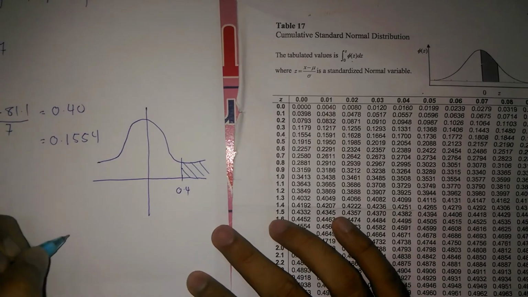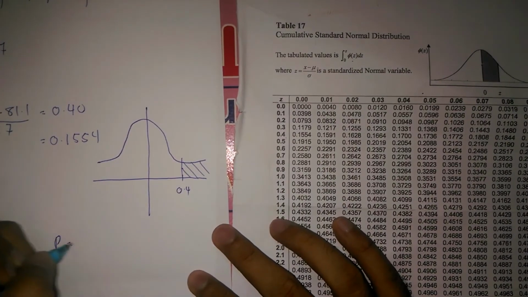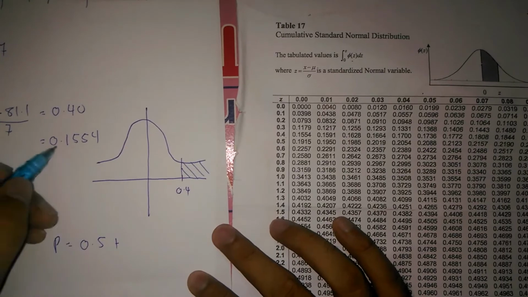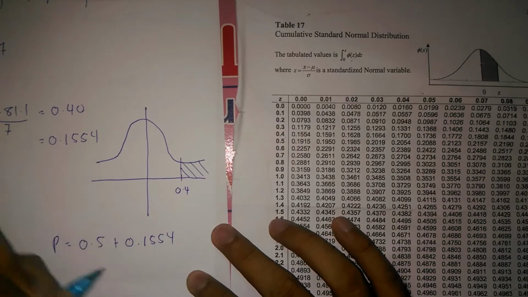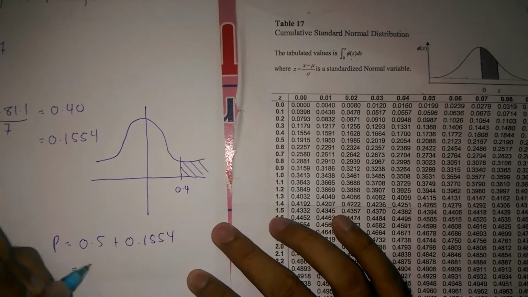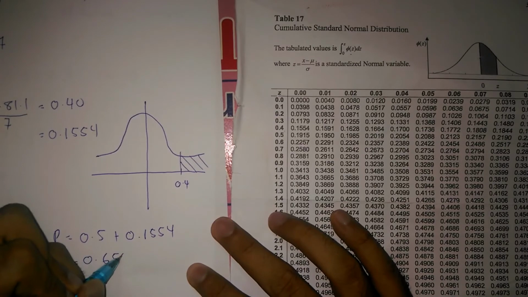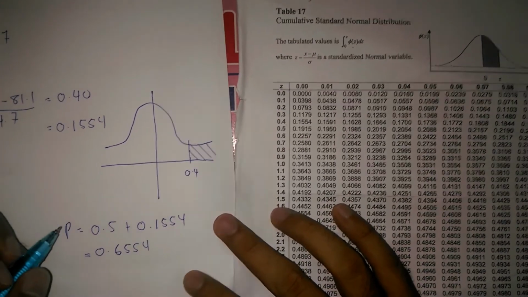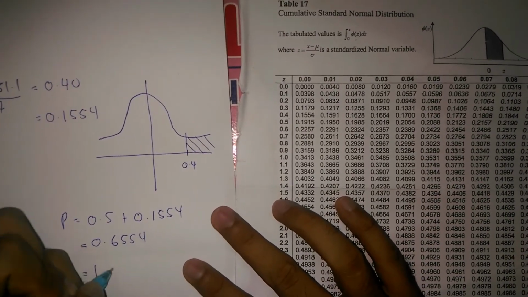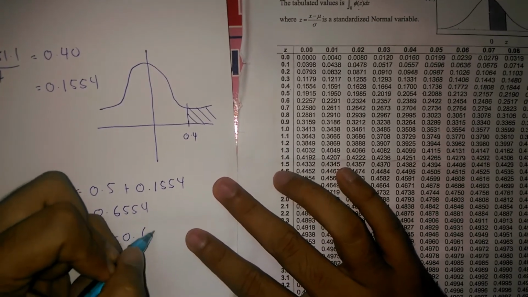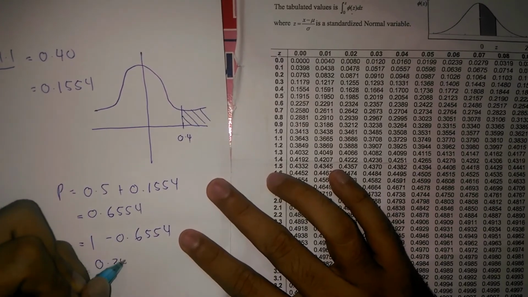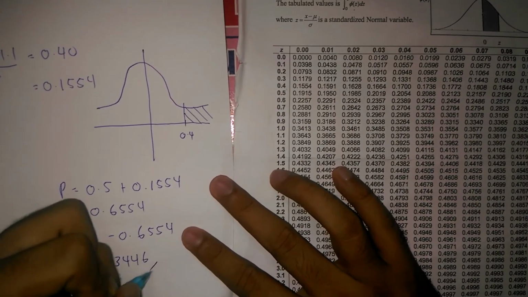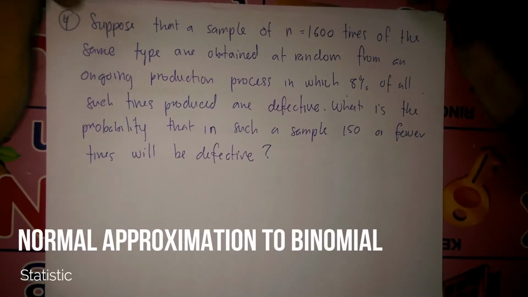So we use the equation P equals 0.5 plus this 0.1554, which equals 0.6554. Then we use the formula 1 minus 0.6554, and the answer is 0.3446. So we get this answer. Okay, we move to another question.